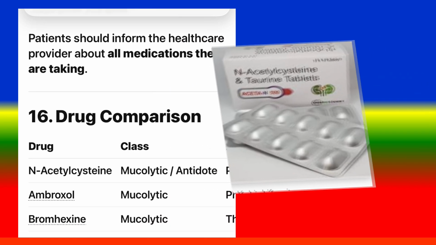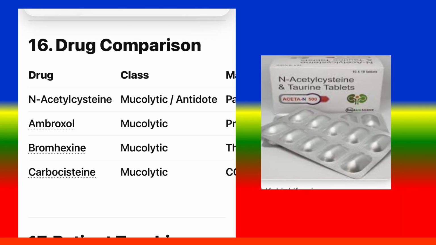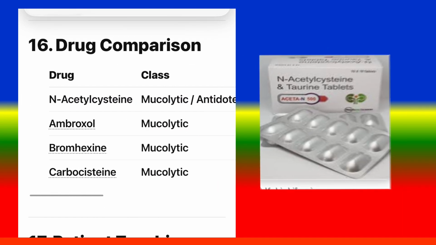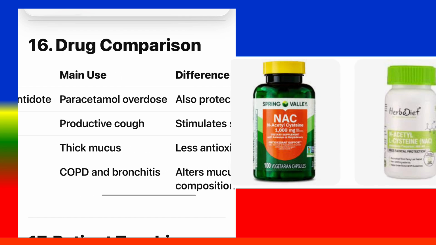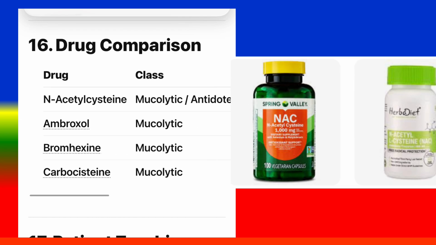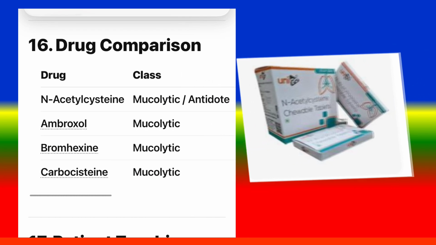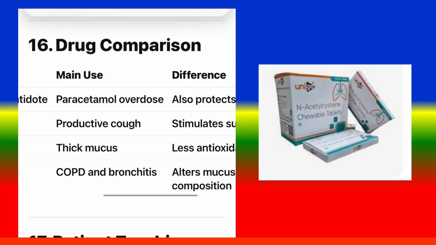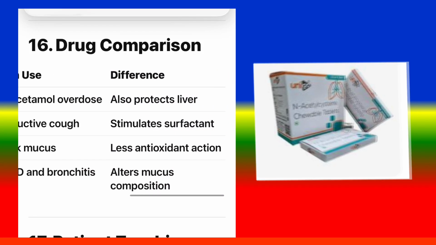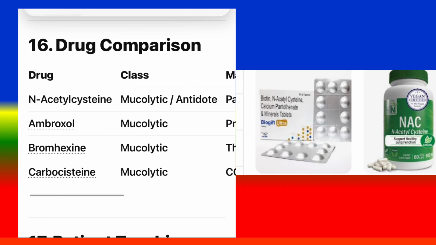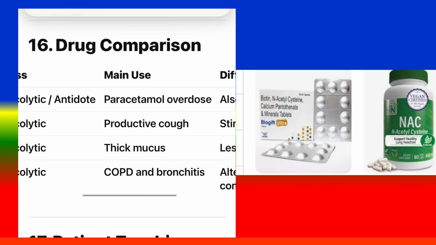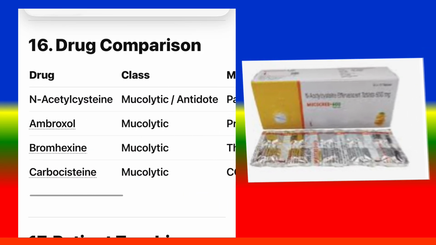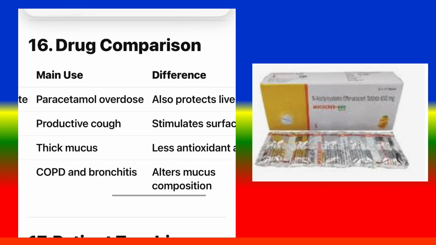Number 16, drug comparison: drug class, main use, difference. N-Acetylcysteine, mucolytic and antidote, paracetamol overdose, also protects the liver. Ambroxol, mucolytic, productive cough, stimulates surfactant. Bromhexine, mucolytic, thick mucus, less antioxidant action. Carbocysteine, mucolytic, COPD and bronchitis, alters mucus composition.